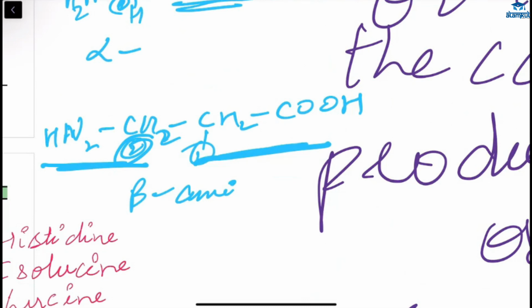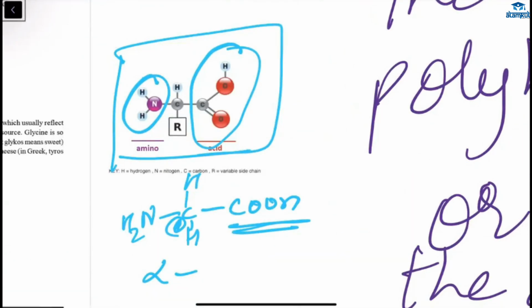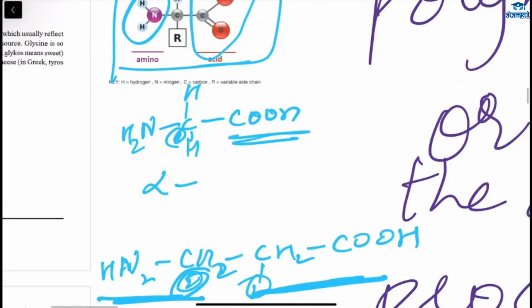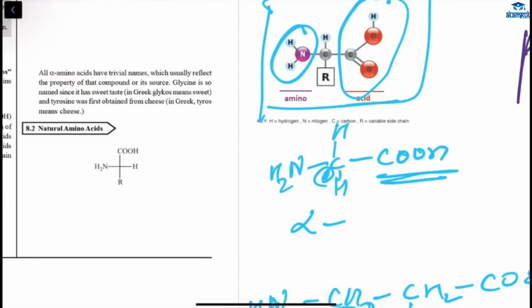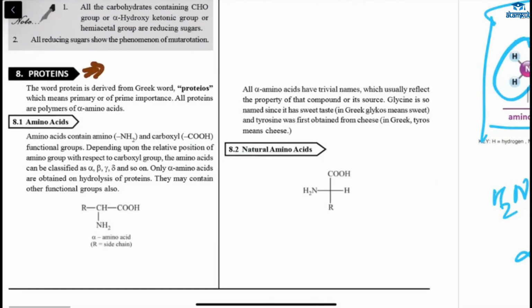So we have to work with our alpha amino acid, otherwise protein will not be formed. Alpha amino acids are joined together in large number and they form the protein. Basically, 20 amino acids are known to human beings till date. Here I am writing, 20 amino acids are known to humans.